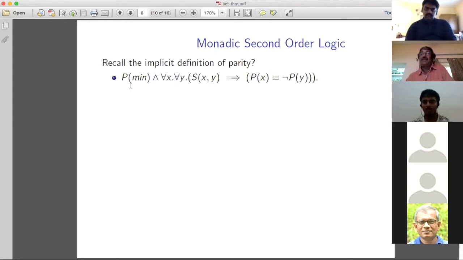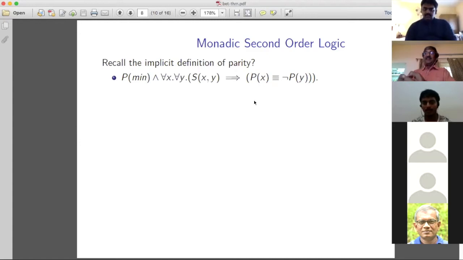And one of the points that was talked about last time was that you can consider a unary predicate P. It satisfies P min. That means what? The minimal element belongs to P, right? And whenever you consider y successor of x, P of x holds if and only if negation P of y holds. That means what? P holds for the first element. It doesn't hold for the second element.